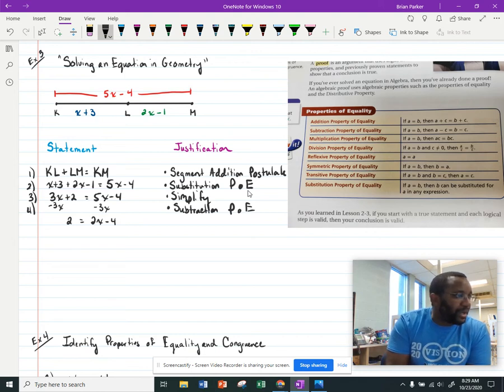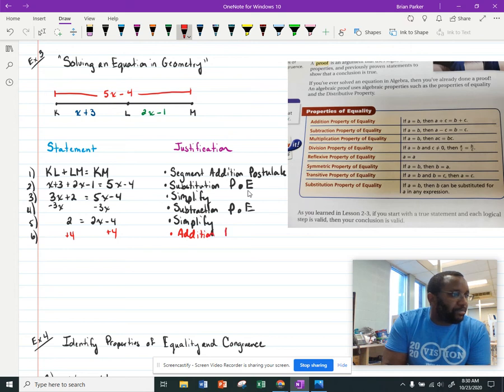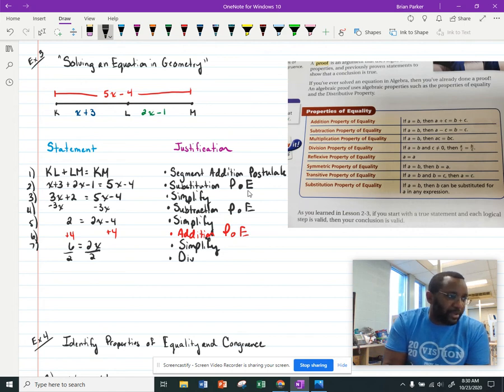And why is it okay to write it like this? Well, we just simplified what we did. And we're almost done. Hopefully you can see that we would add 4 to both sides, and you're like, why is that okay? Well, that's because of the addition property of equality, addition POE. Then after you do that, you end up with 6 equals 2x. We simplified to get that. A couple more steps. Let's divide by 2 on both sides. It's okay because of the division property of equality, POE.